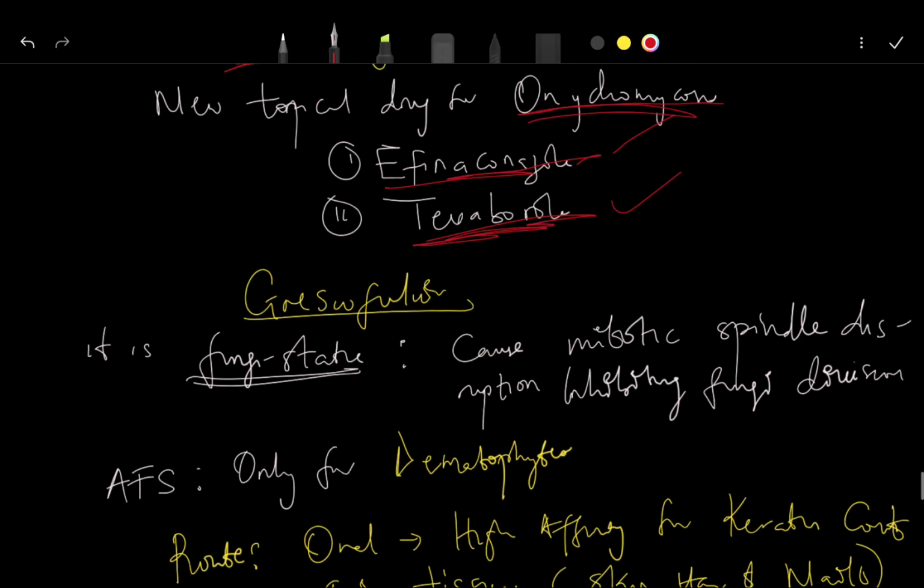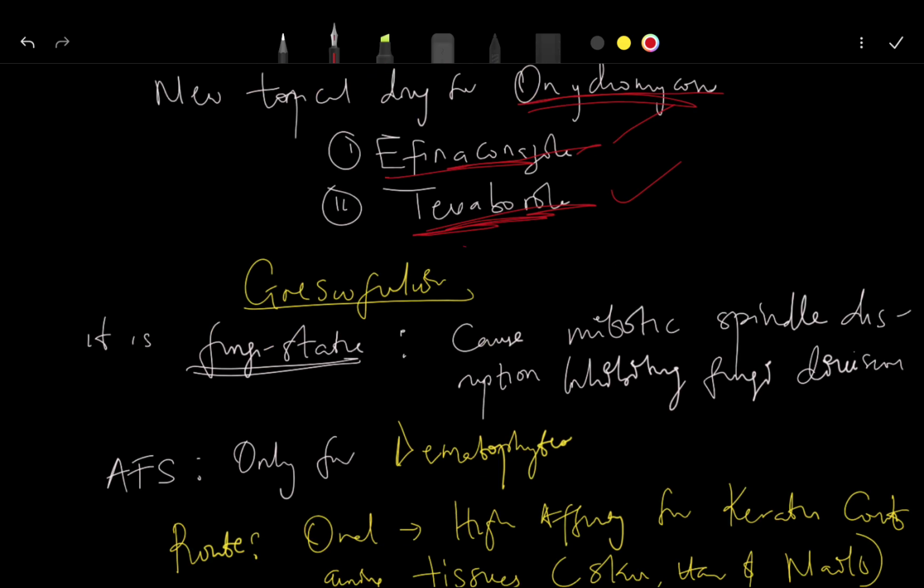All right. Now another drug in the list is griseofulvin. Griseofulvin acts on the DNA level, together with 5-flucytosine. They are the ones that act on the DNA level. It inhibits mitotic spindle formation, thereby inhibiting fungal division. You know, when cells want to divide, they will form mitotic spindles. So griseofulvin inhibits what? Mitotic spindle.